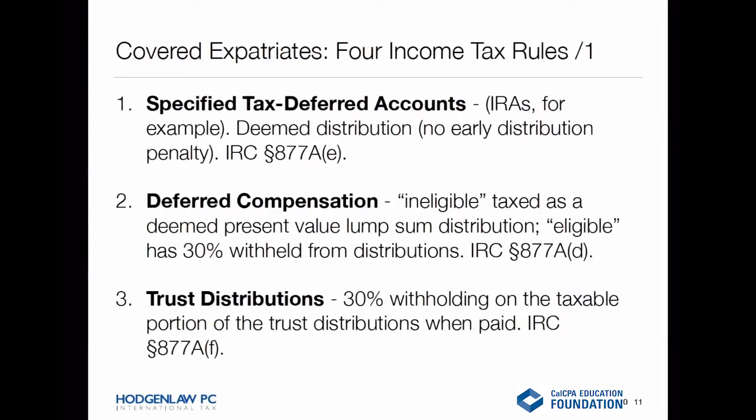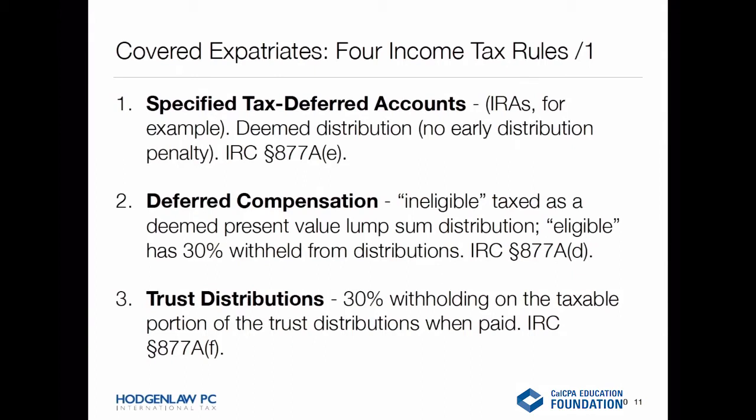So for covered expatriates, there are 4 big income tax rules, and these are basically the reason that you don't want to be a covered expatriate. For 3 categories of assets, there are special rules, and then for everything else, there's a deemed sale where you have to pay tax on all the gains, sort of the unrealized gains. You pretend you sell all your assets, and then pay tax on the unrealized gains on this pretend sale. So let's go over the first 3 types of assets first.